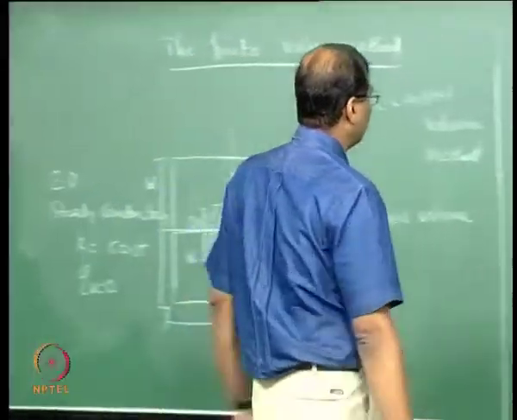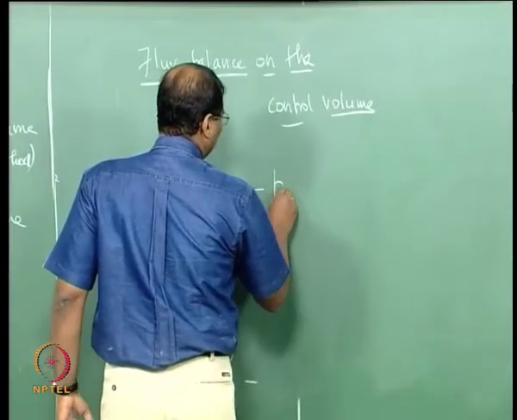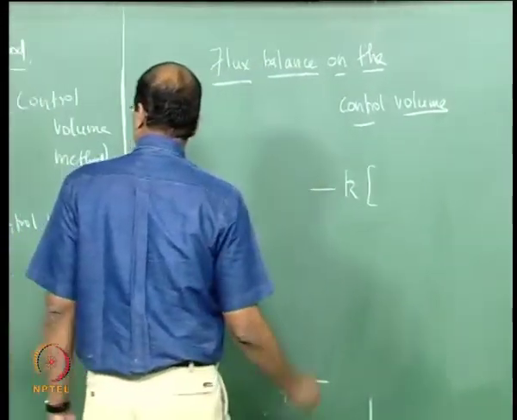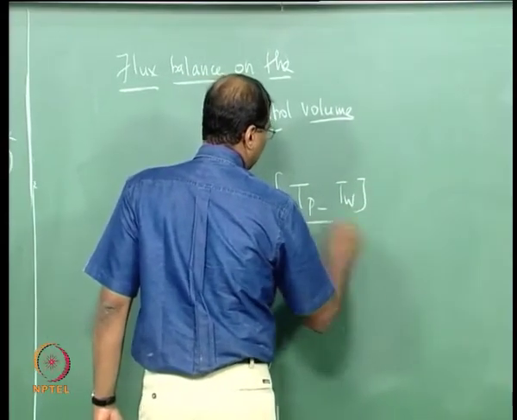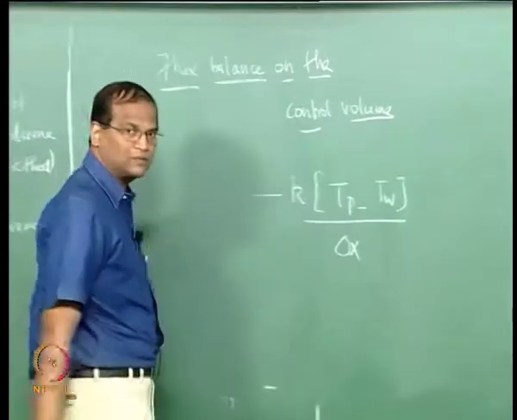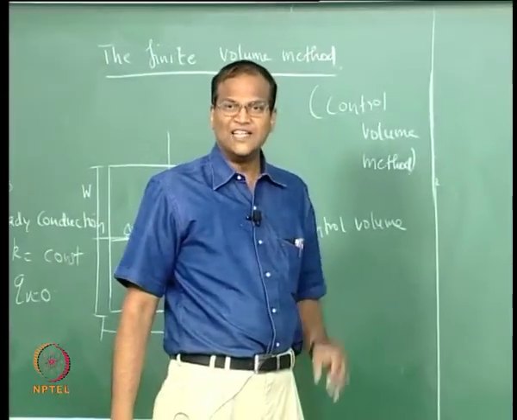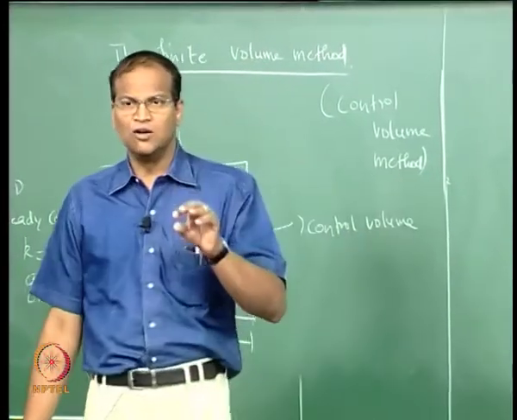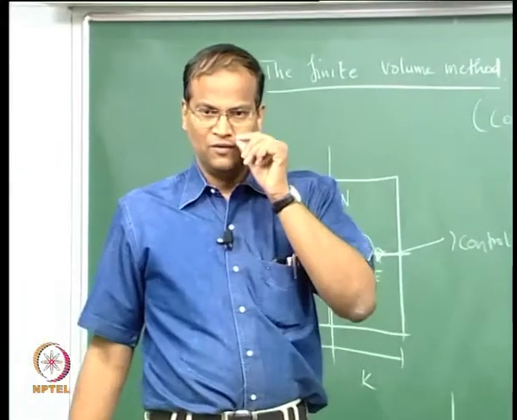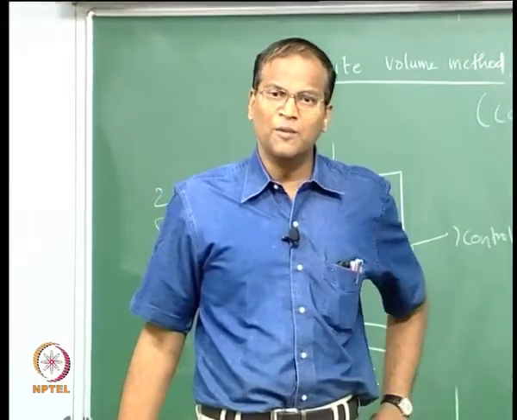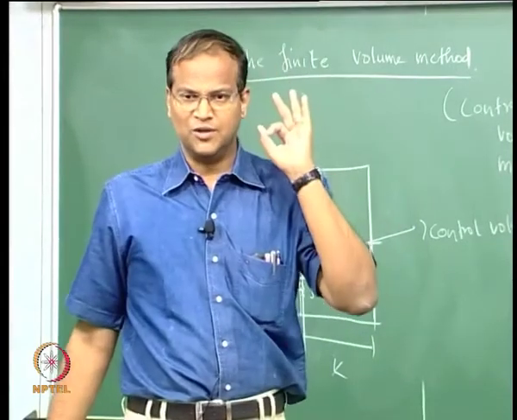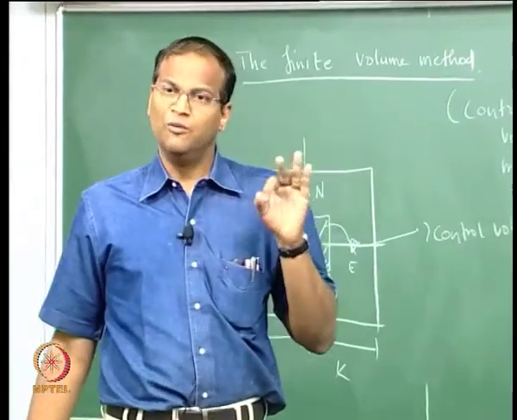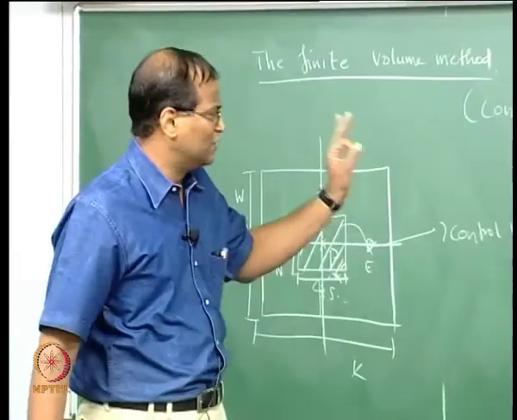Let us start from the left: minus k, Tp minus T west divided by delta x. When Q enters a control volume, it is positive. When Q leaves a control volume, it is negative. That is the sign convention of thermodynamics. But W leaving a control volume is positive, W entering a control volume is negative. So we stick to this.